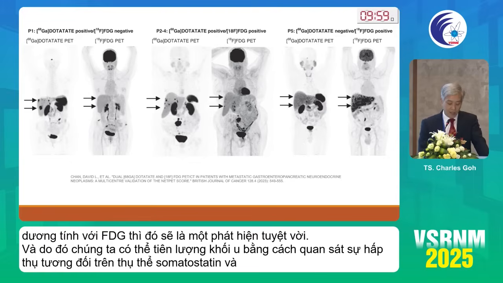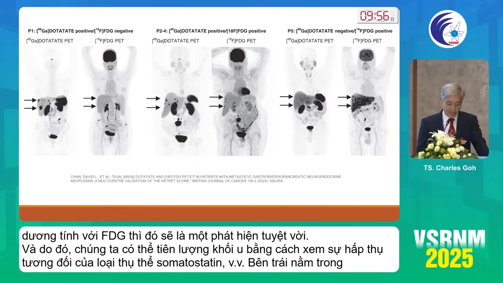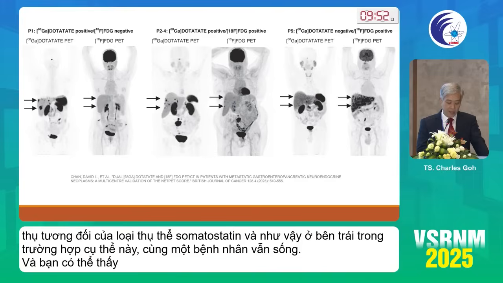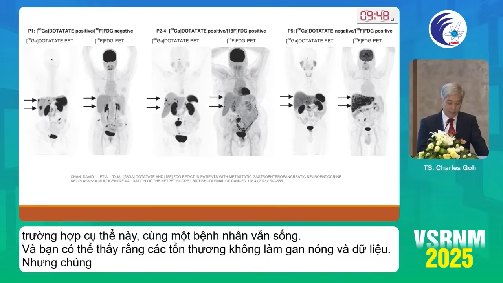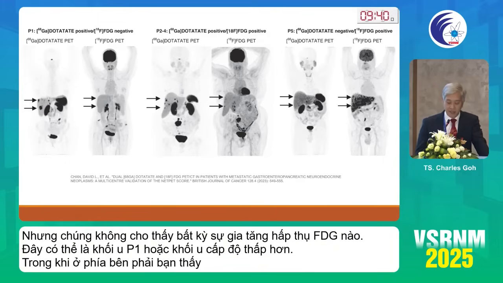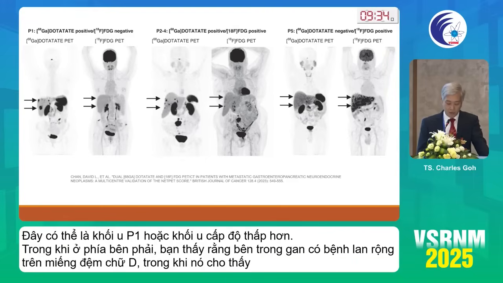So on the left, in this particular case, that same patient with dotatate and FDG PET, we can see that the lesions within the liver are hot on the dotatate PET, but they do not show any increased uptake on FDG. This would be a P1 or lower grade tumor. Whereas on the extreme right, we see that within the liver, there's extensive disease on the FDG PET, whereas it shows relatively low uptake on the dotatate PET.